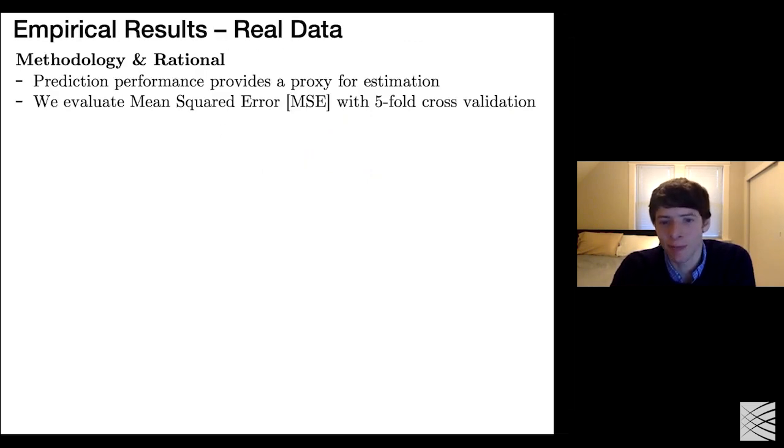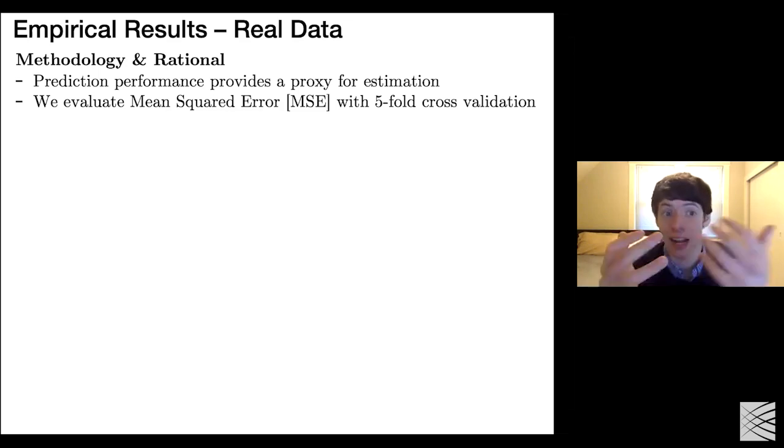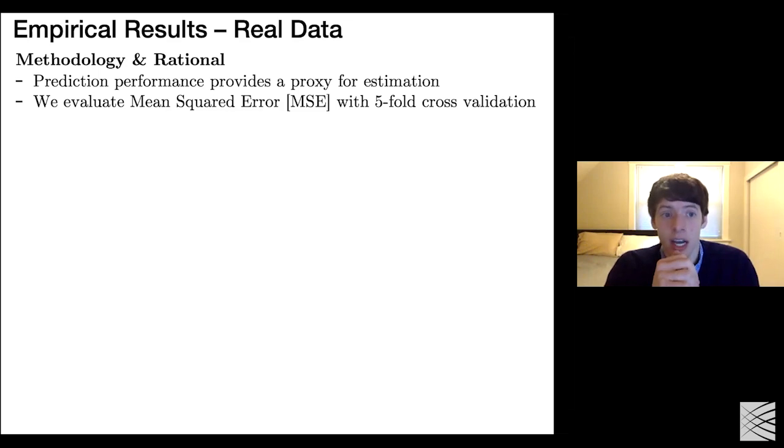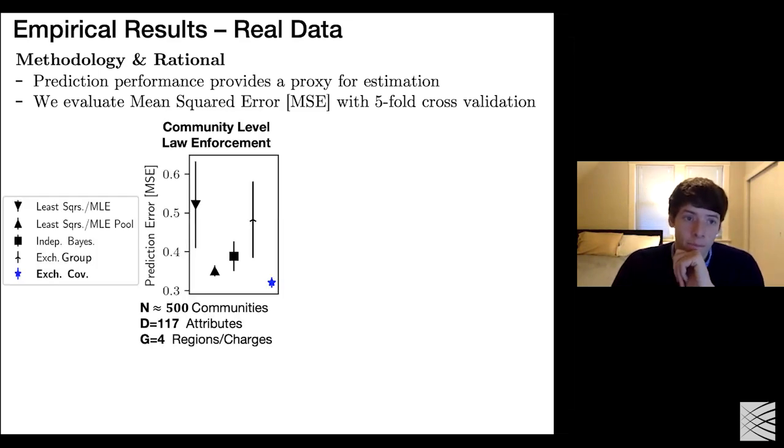Great. So in these last couple of minutes, I'll just share some results on real data sets. In most of what we've talked about so far, we've really been talking about error in estimating the parameter in these regressions. But in real data sets, we don't have access to this true parameter. So we're going to use prediction performance on held out data as a proxy for estimation. In these experiments, we evaluate mean squared error with 5-fold cross-validation. We do this on 3 data sets that I'll show.